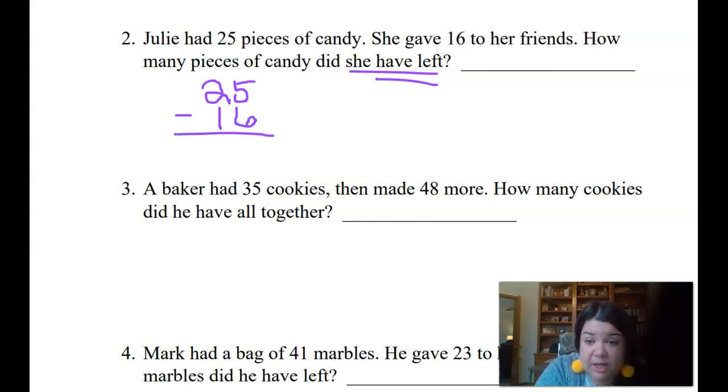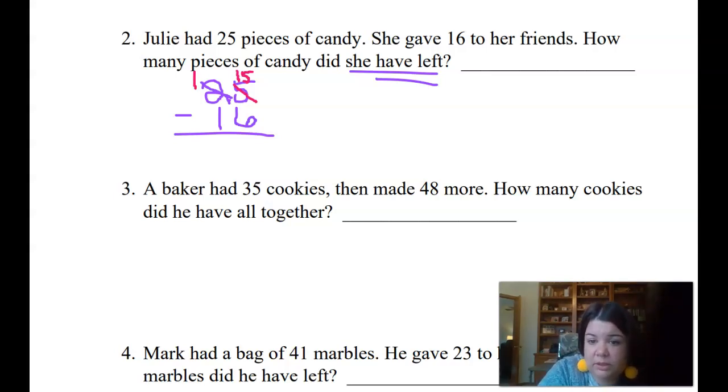Okay, we can't take 6 from 5, so we have to borrow over here. So this becomes, let me change colors for you. So this becomes a 1. Then we've got to change that. Bring that 1 over here, and that becomes 15. So now we have to do 15 minus 6. So think about what that is. 6, 7, 8, 9, 10, 11, 12, 13, 14, 15. Okay?